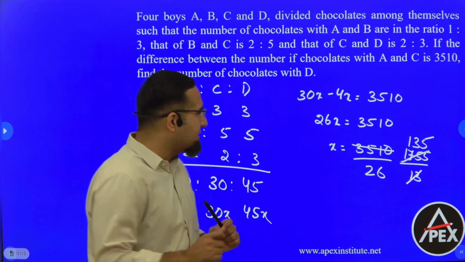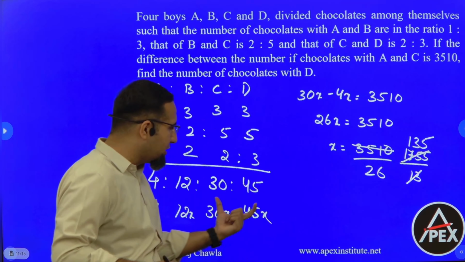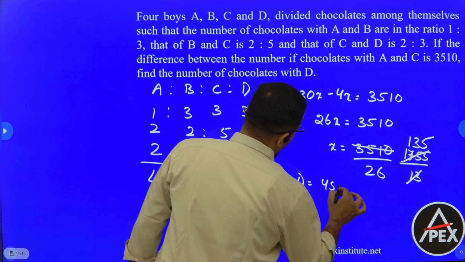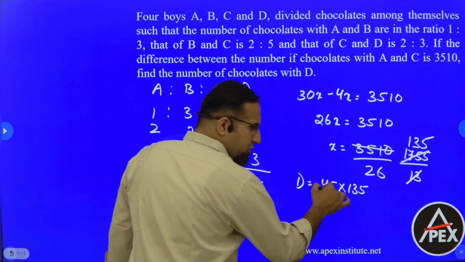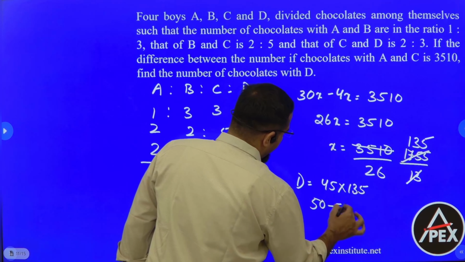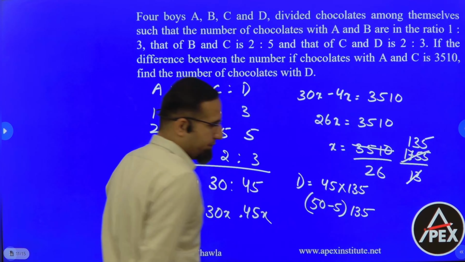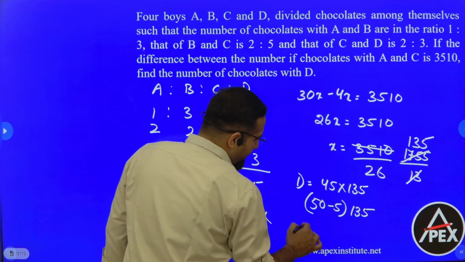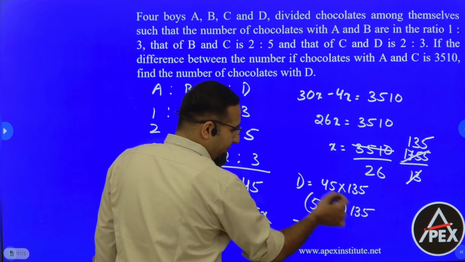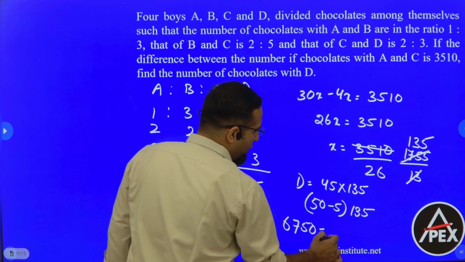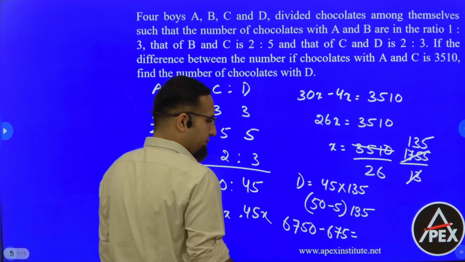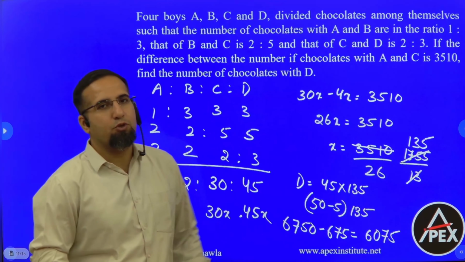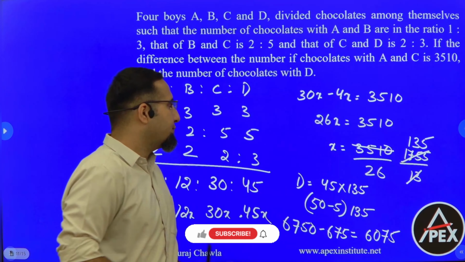Now what is the question asking us? The question is asking us to find the number of chocolates with D, and the number of chocolates with D was 45x. So we can write this as D has 45 into 135, which can also be written as 50 minus 5 into 135. So what is 135 into 5? That's going to be 5 5s are 25, 5 I carry 2, 15 plus 2 is 17, 7 I carry 1, and this becomes 675, so 6750 minus 675. So that will give me 6075 as the number of chocolates with D as per the given question.